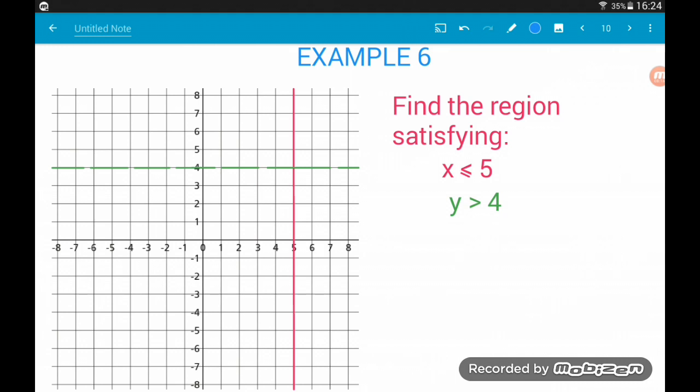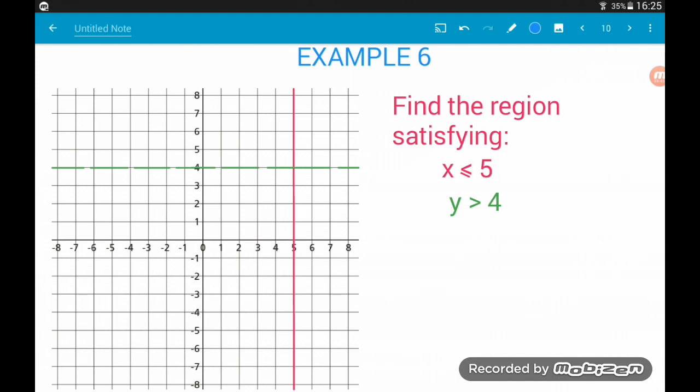Okay, example 6. Find the region satisfying x is less than or equal to 5, but y is greater than 4. So again, we've plotted both the lines, x equals 5 in red, and y equals 4 in green. Now the y inequality is a strict one, so the y equals 4 line is dashed.